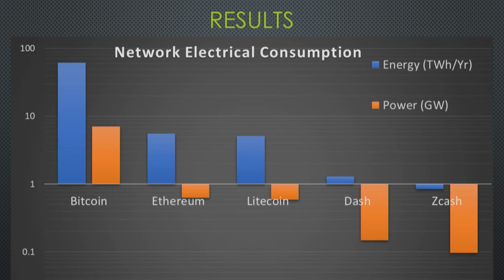And so I decided to graph that out. This is also logarithmic, looking at power in terms of gigawatts and yearly energy in terms of terawatt hours per year. And you can kind of see the vast differences in each of these networks in a visually digestible manner.